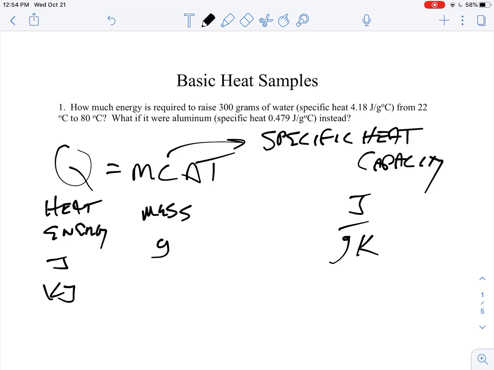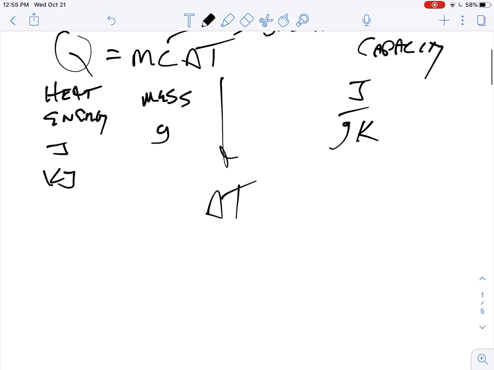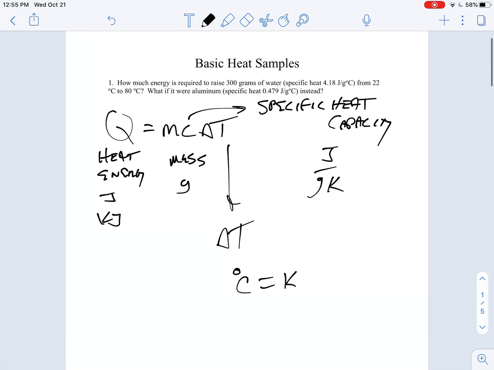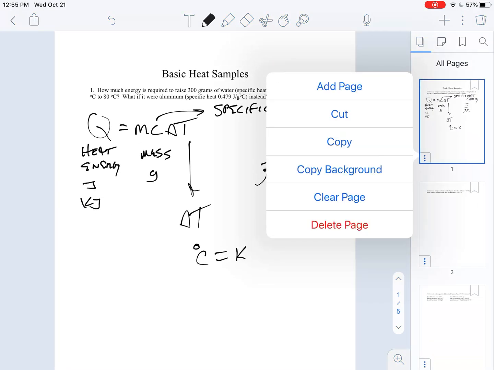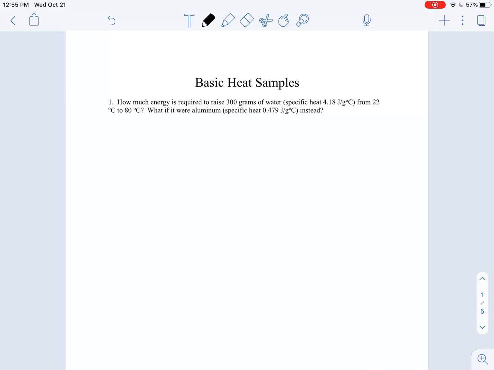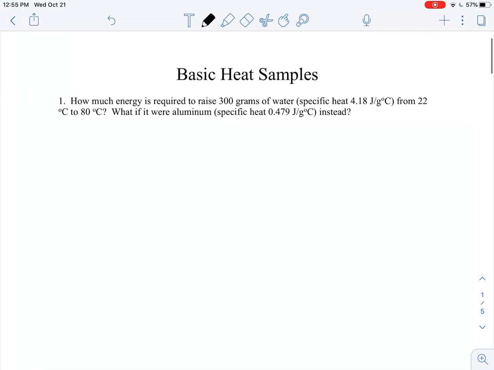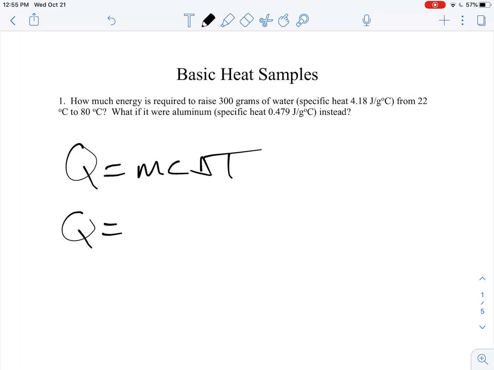In these problems, it doesn't matter whether you use Celsius or Kelvin because we're using delta T. And remember, in delta T, the degrees Celsius and Kelvin are the same. Again, if you're not sure about that, then check the lecture on this. So all we have to do is fill out our very simple equation, Q is equal to mc delta T. It wants the energy, so Q is our X.